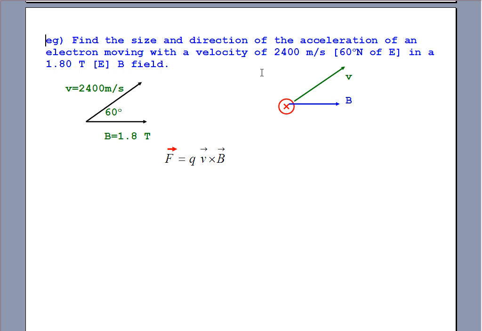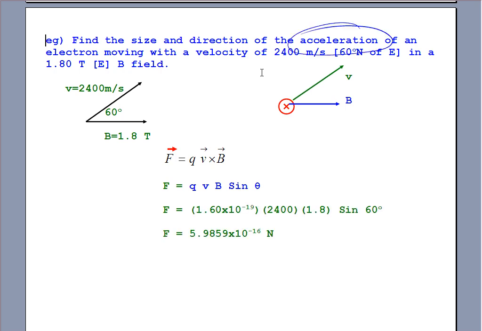Now, for the size, since the V and the B are not exactly perpendicular, I'm going to go with this plan of the V and the B multiplied together and the Q, and then the sine of the angle, which looks like it's 60 degrees. So the Q, I just grabbed that right off of the formula sheet. There's the Q for an electron. Multiply that by the velocity and the B field size, and then sine of 60. And I have my force.